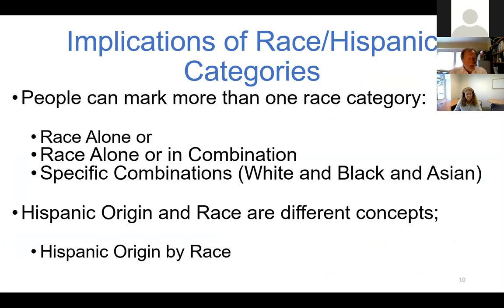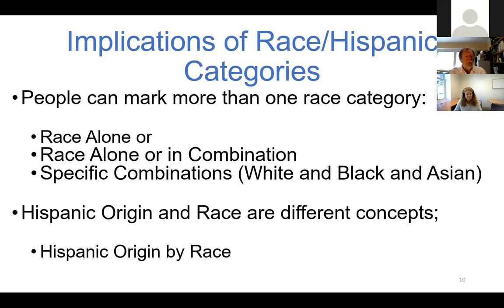I didn't point this out, but in the race category, people are allowed to mark more than one race. That was a change implemented in the late 1990s in the federal statistical system. Since they can mark more than one race category, there are a couple of different ways that the data is tabulated or reported. One of the ways is called race alone.